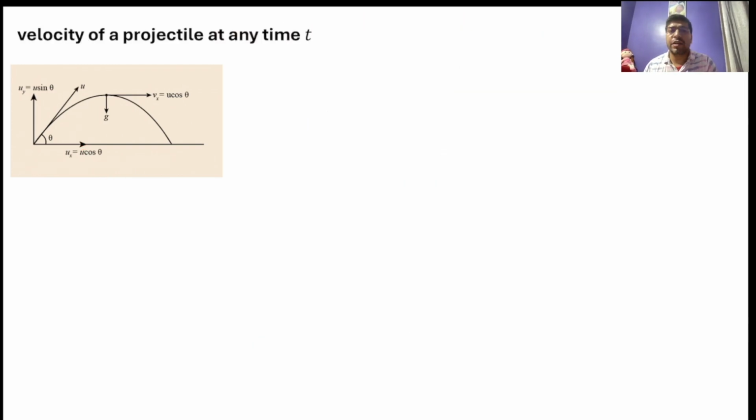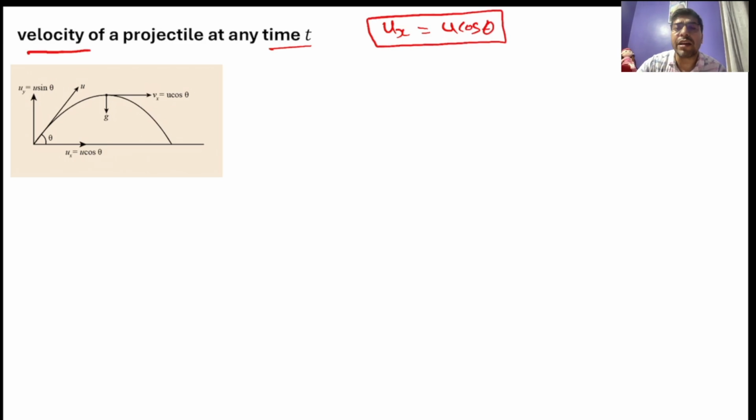Now see how exactly the object is moving with time t. We have to find the expression for velocity at time t. Velocity means we have to consider both components, the x component and the y component. The x component of velocity is always constant with time, and it is Ux equals u cos theta. It will not vary. Why? Because there is no force opposing or increasing the initial velocity.